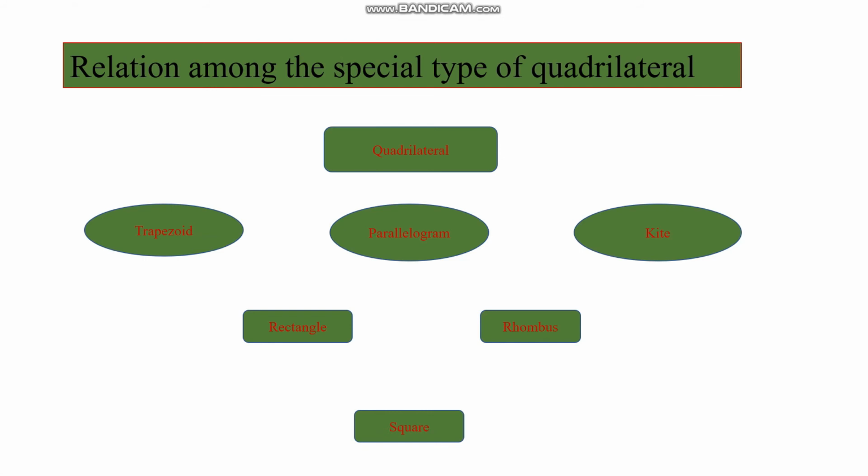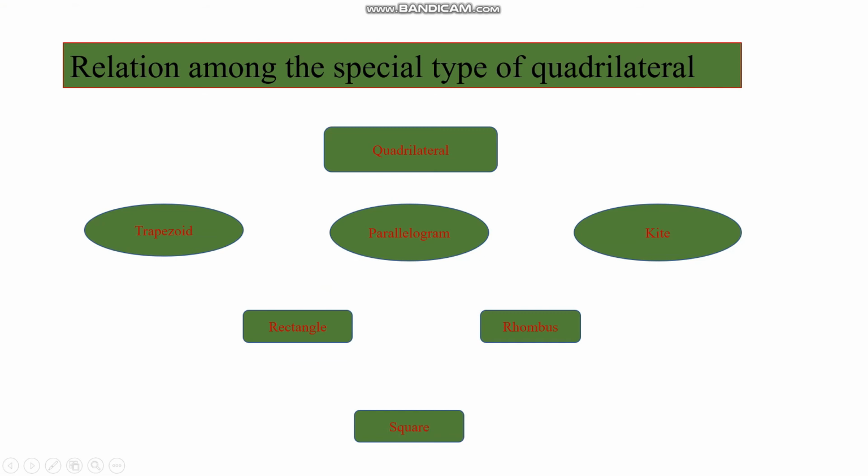Now the next point is the relation among the special types of quadrilateral. This is the quadrilateral, a general quadrilateral, with different sides, different angles, different diagonals. But a parallelogram is a special quadrilateral because of the 2 pairs of opposite sides equal and parallel. In a trapezoid, 1 pair of opposite sides parallel. In a kite, no pair of opposite sides parallel but adjacent sides are equal.